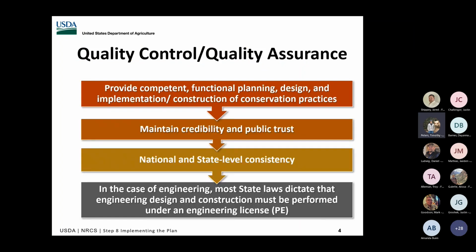Now, in order for us to verify accountability, we need to conduct quality assurance and quality control activities, and I highlight some of that in this slide here. These activities ensure that the people working with job approval through NRCS, either directly as employees of NRCS or as partners with NRCS doing the same work, are providing functional planning, design, and implementation assistance.